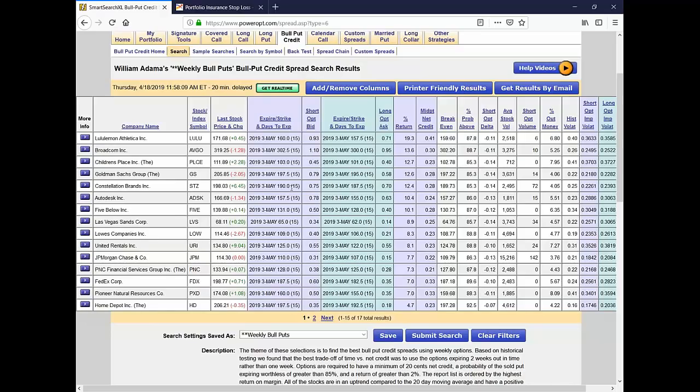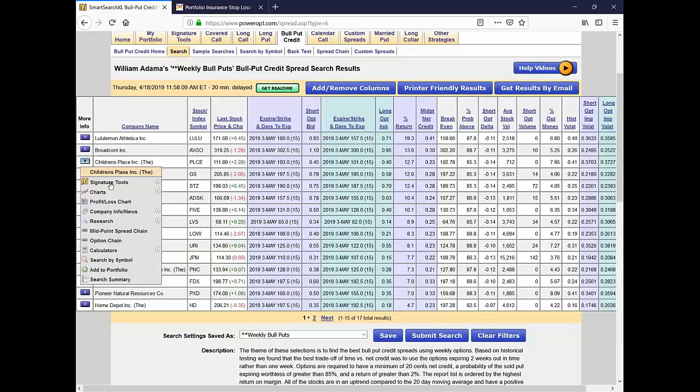It's inevitable. Yes, we're looking for 85% probability. Yes, this search criteria has shown us about a 92% success rate over time in multiple years. But let's just take this Children's Place bull put credit spread, stock at 111, 15 days out, we've got a 103-101 spread with an 85.3% probability of expiring worthless. Let's take a look at the profit and loss chart.